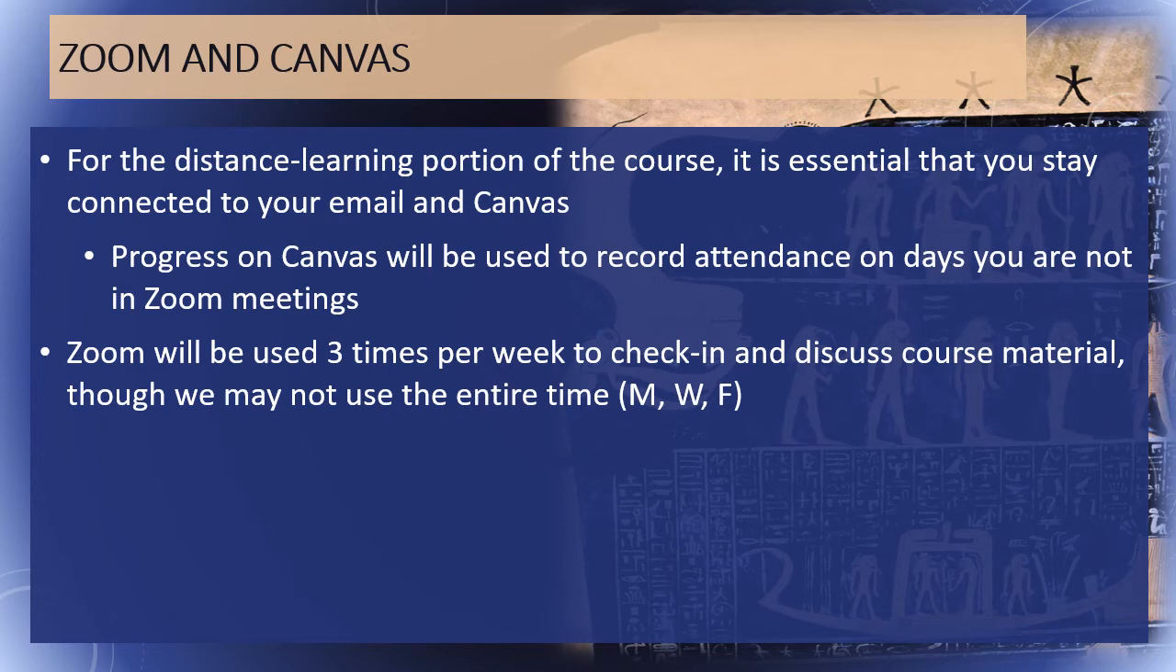3 times per week, we'll be using Zoom to check in. And in those times, my preference is to have discussions and to talk through course material and reactions to the things that we're reading. We may not use the entire time on Monday, Wednesday, Friday when we check in. And if we don't use the entire time, I will dismiss you and you're free to do work or move on to something else that you need to do. The school is requiring that Zoom be used to take attendance. So that's how we will meet the Ohio mandate to make sure that you're not skipping.